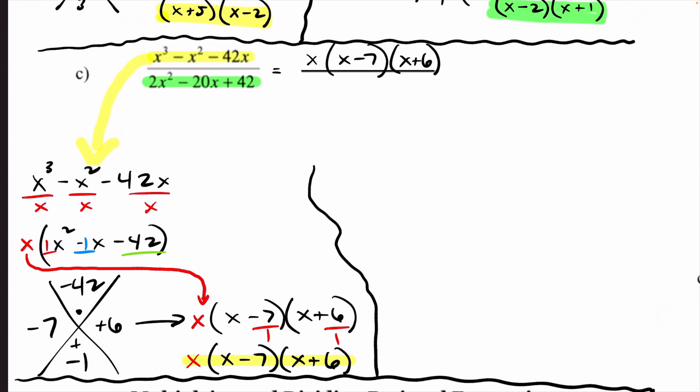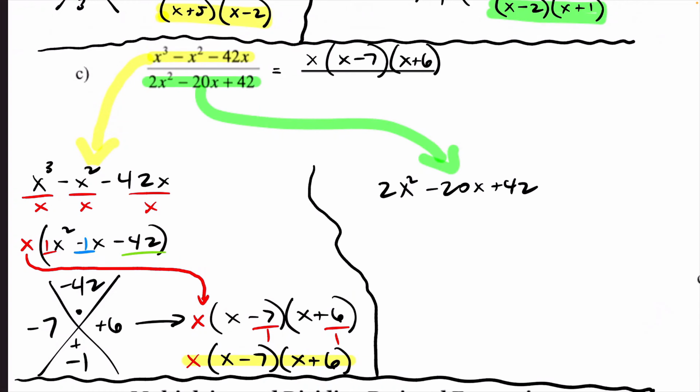Okay. Now the green. 2x squared minus 20x plus 42. Trinomial. Order is correct, but does it have a GCF besides 1? Yeah, positive 2, right? So we got 2 in front. X squared minus 10x plus 21.